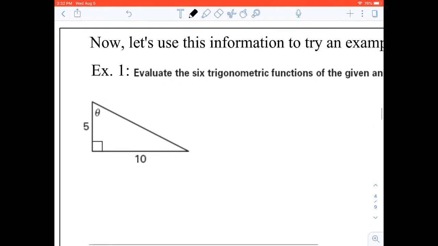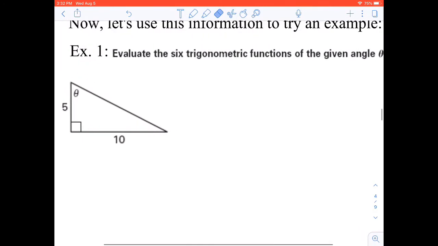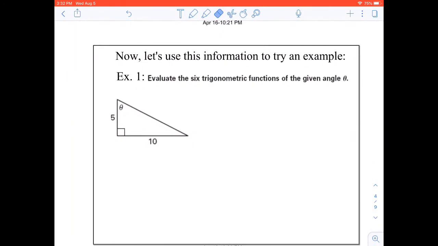All right, so let's do our first example. I'm trying to pinch in, and instead it keeps wanting to write. So we're going to evaluate the 6 trigonometric functions given angle theta. There we go. All right, so let's think about this.